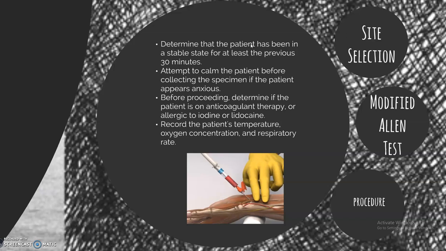And then we're going to record the patient's temperature, oxygen concentration, and respiratory rate. Because if the patient's really anxious, the respiratory rate might be elevated. We might have to wait to do the procedure. A patient's temperature is really important because if the patient has a fever, this could also modify the test results.